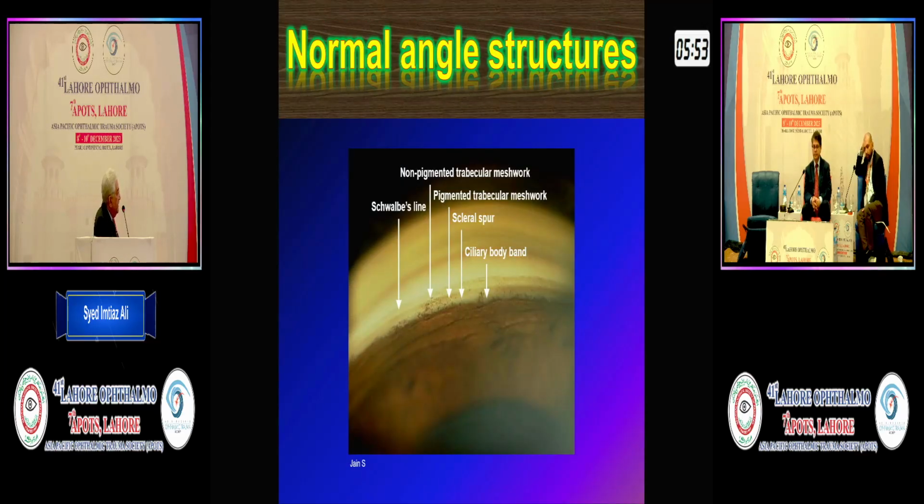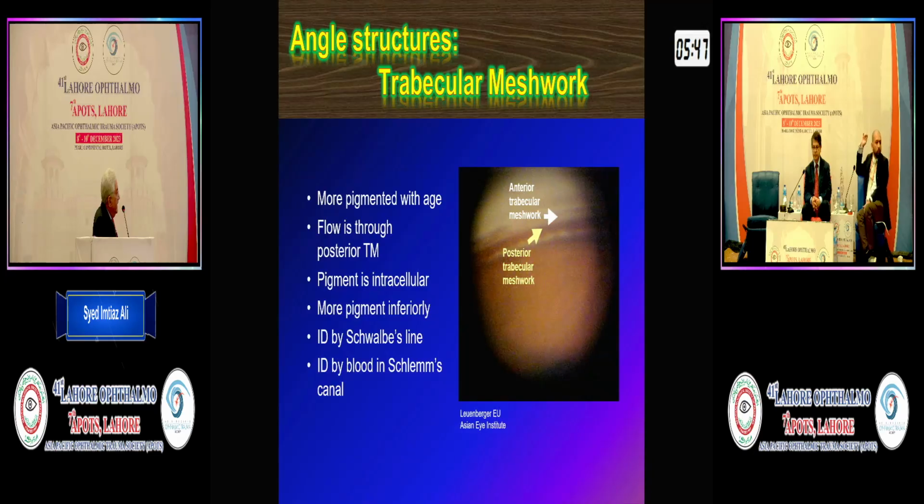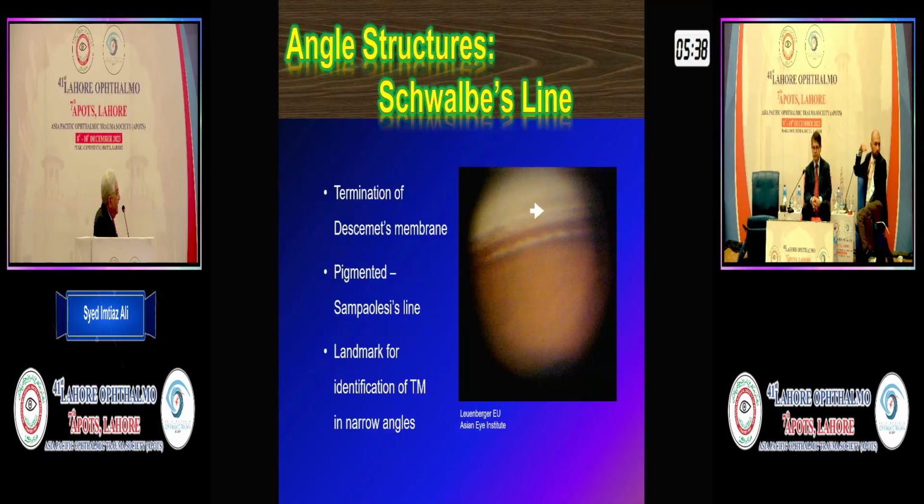You can start from here: ciliary body, scleral spur, pigmented trabecular meshwork, non-pigmented, and Schwalbe's line. In the trabecular meshwork, you must be able to recognize the pigmented and non-pigmented parts. There's more pigment inferiorly, particularly in our dark races. And Schwalbe's line marks the termination of Descemet's membrane. If it is pigmented, it will be called Sampaolesi line.